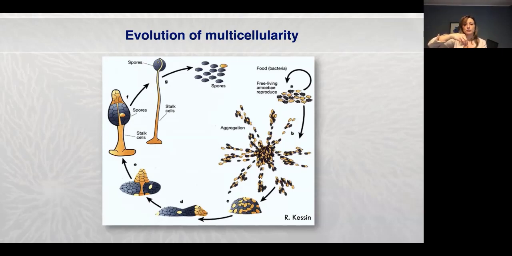It looks like a mushroom. It forms a stalk that at the top has a globule of spores, and those spores are resistant to starvation, and they can be dispersed. So the really interesting part about this organism, I mean, there are so many interesting parts.